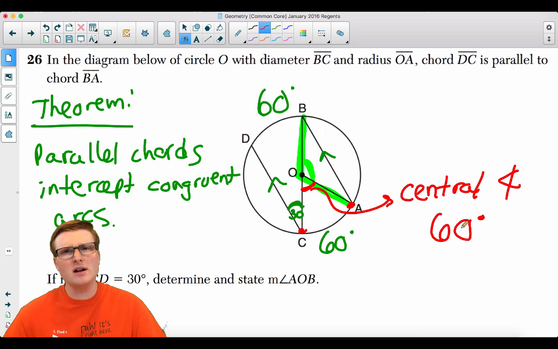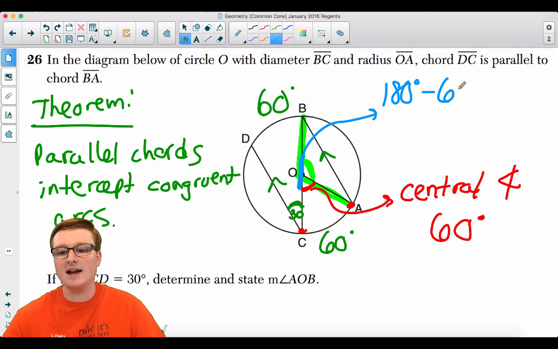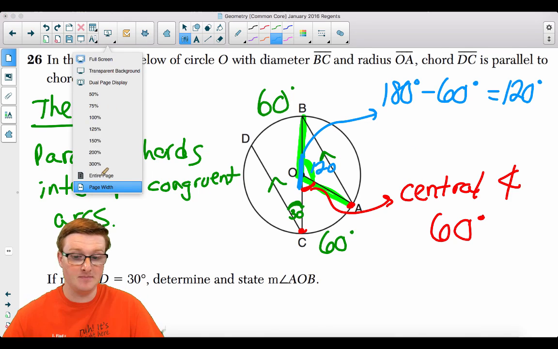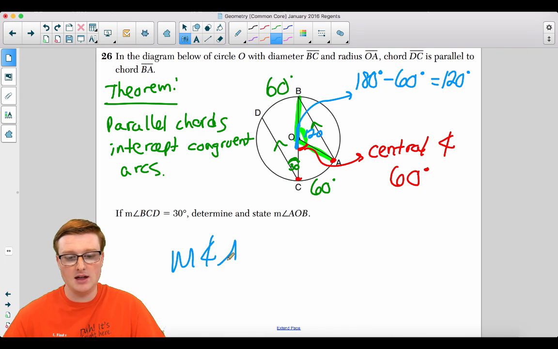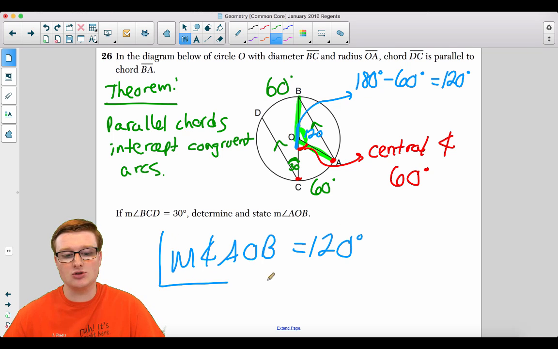Great. But what else does that tell us? Well, this line right over here is a linear pair, and linear pairs are supplementary. So this is going to be 180 degrees minus 60 degrees, and that is going to give us an angle measure of 120, which is the final outcome. So the measure of angle AOB is equal to 120 degrees.